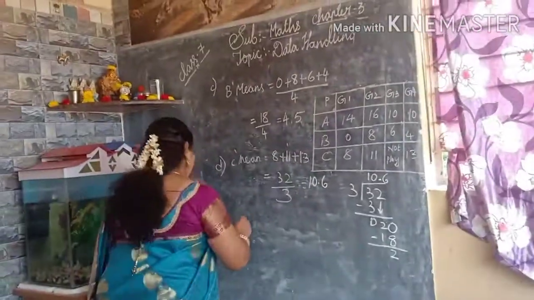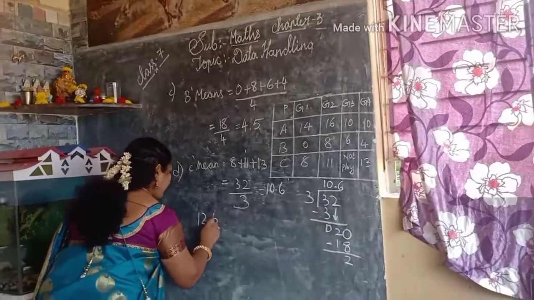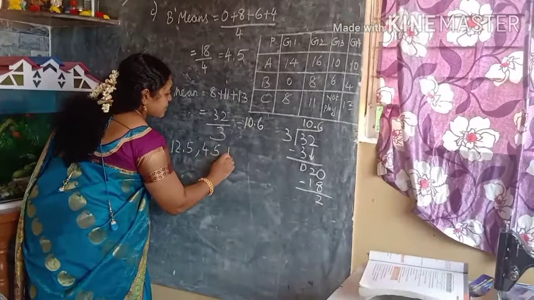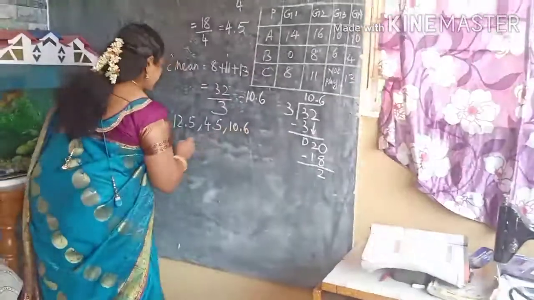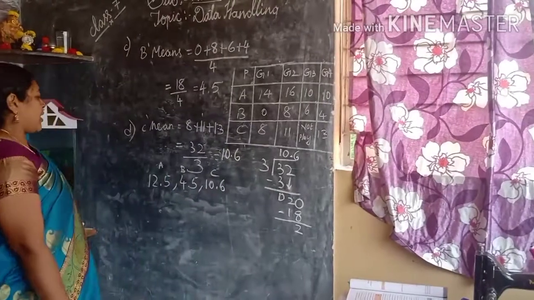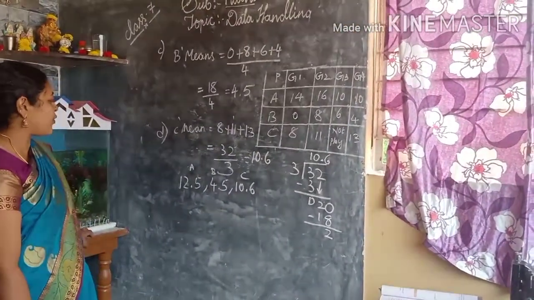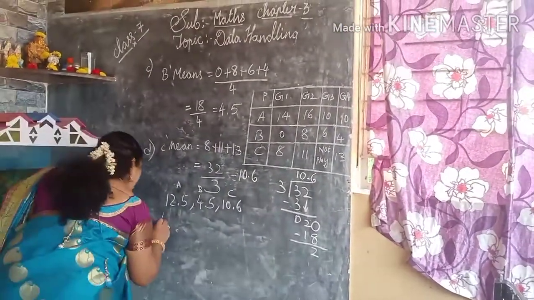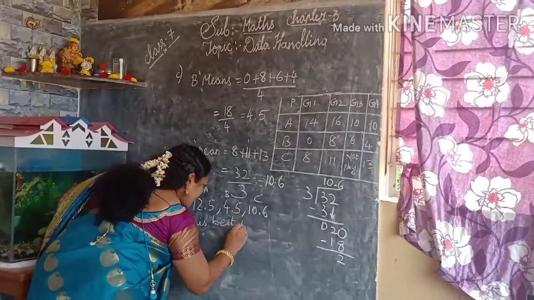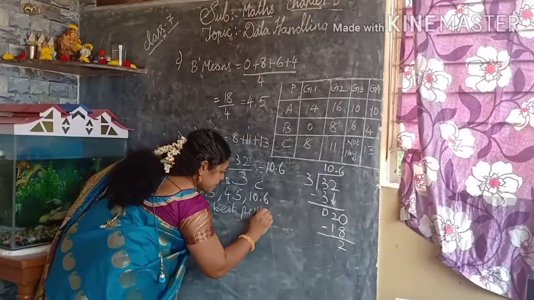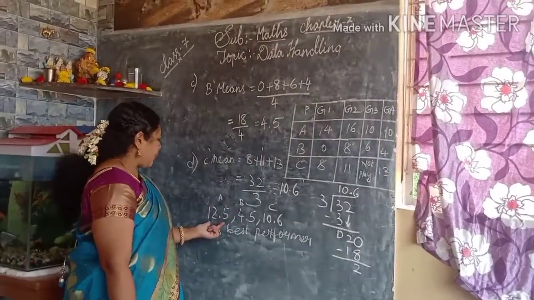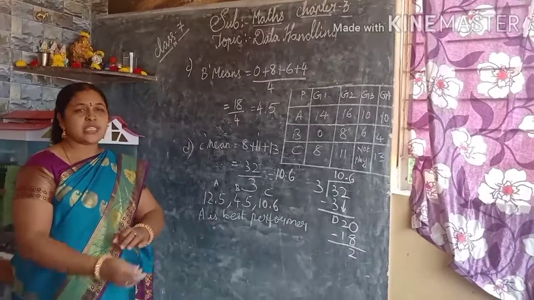So now A's mean is 12.5, B's mean is 4.5 and C's mean is 10.6. So here we have A, B and C. Who is the highest? Who is the best performer here? So here A is the best performer because A has a mean of 12.5. Are you clear with the sum here, children?